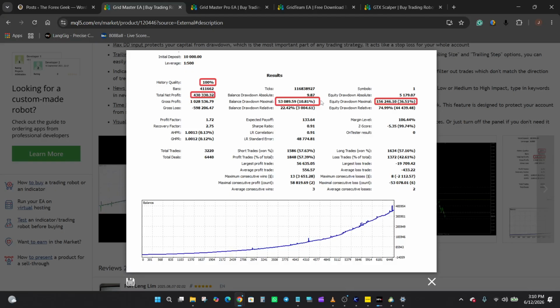All right. But I can see that the equity drawdown maximal is 36.51%. Okay, it's quite high though. For those who are not really comfortable with drawdowns, we can see that this is quite a figure. But the balance drawdown maximal is about 10.81%.